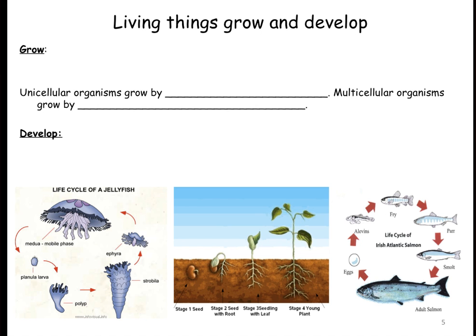Okay, the second characteristic of living things is that they grow and develop. Now, we must distinguish between the two words grow and develop, because although they're often used together, they do not actually mean the same thing. To grow is to increase in size. For our unicellular organisms, this simply means that the organism's one cell expands. But for a multicellular organism to grow, it actually has to increase the total number of cells that it has.